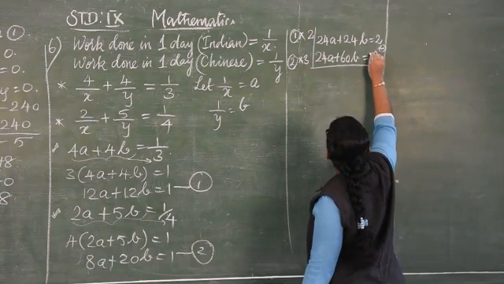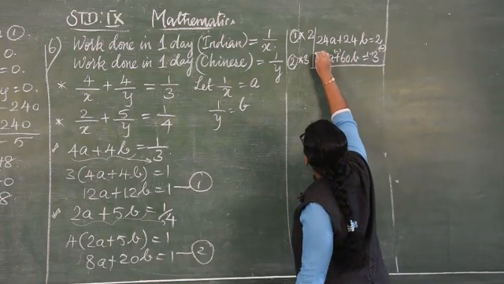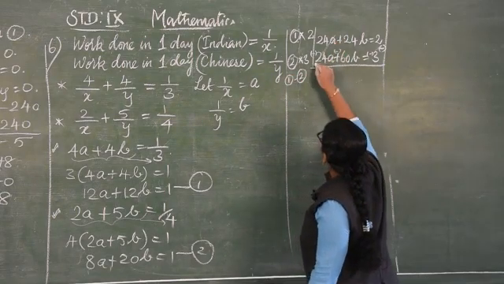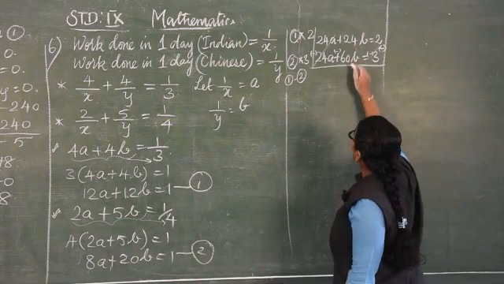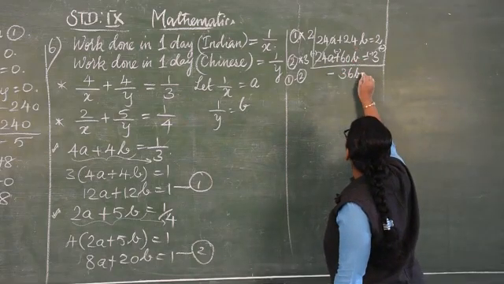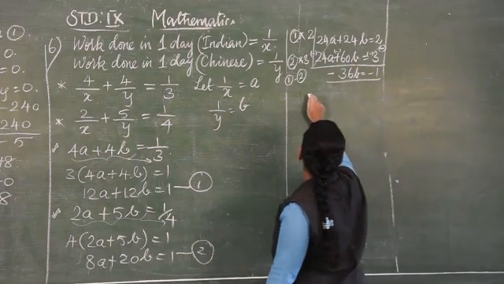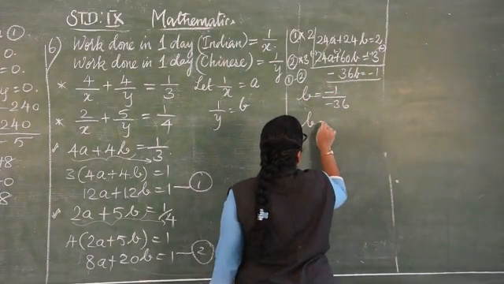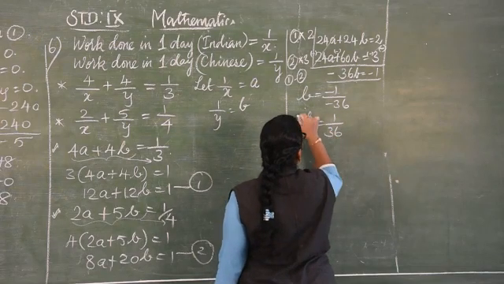So subtract. Sign change, sign change, sign change. 1 minus 2. What will we get? This will get eliminated. 60 minus 24, 36b. Minus 36b is equal to minus 1. So b is equal to minus 1 by minus 36. b is equal to 1 by 36.